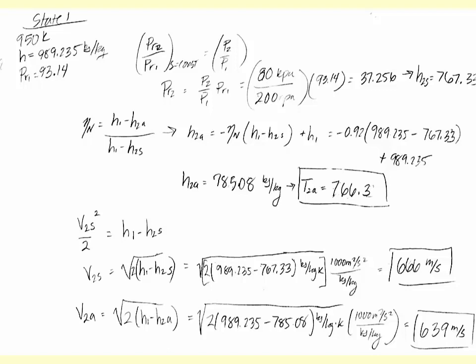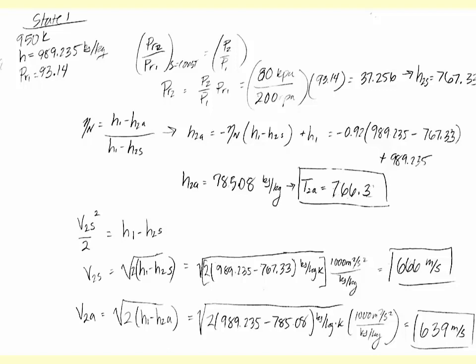That's PR2 over PR1, this reduced pressure ratio when entropy is constant, is equal to P2 over P1. So we can solve for PR2 is equal to P2 over P1 multiplied by PR1. So P2 over P1 is 80 kilopascals over 200 kilopascals multiplied by this PR1 that we looked up in the table at state 1 is 93.14, which is a unitless quantity, which gives us 37.256.